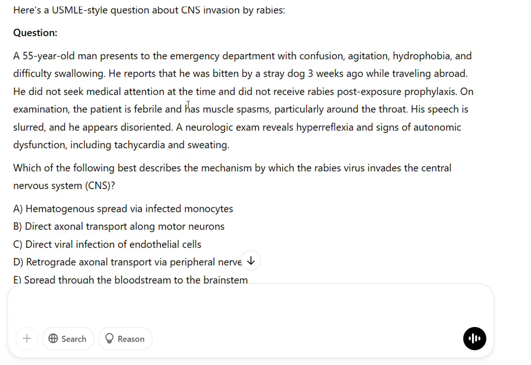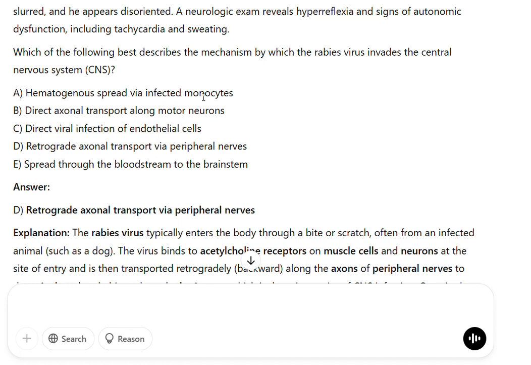A. Hematogenous spread via infected monocytes. B. Direct axonal transport along motor neurons. C. Direct viral infection of endothelial cells. D. Retrograde axonal transport via peripheral nerves. E. Spread through the bloodstream to the brainstem. Answer: D. Retrograde axonal transport via peripheral nerves.